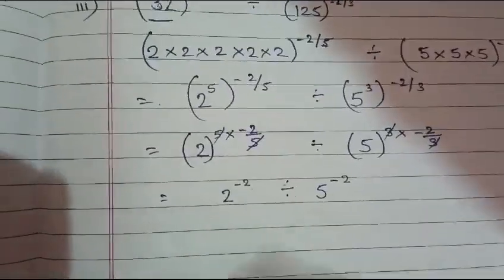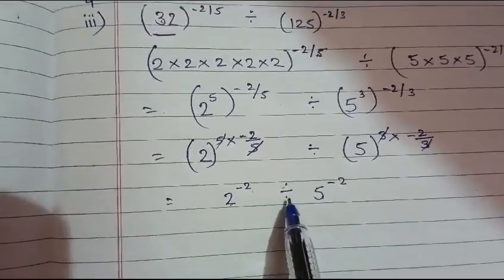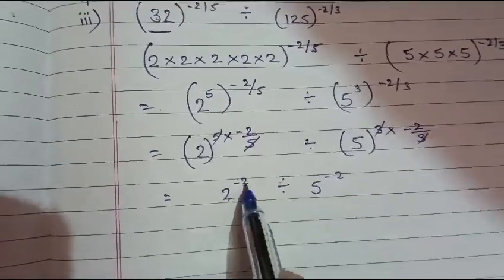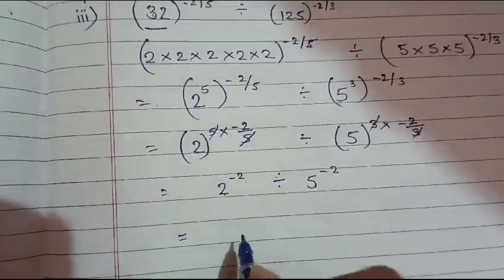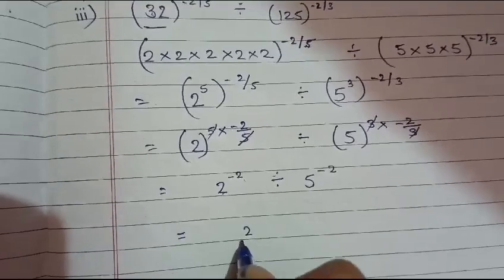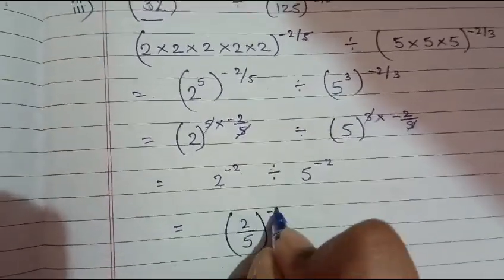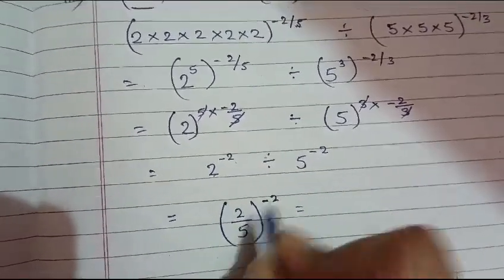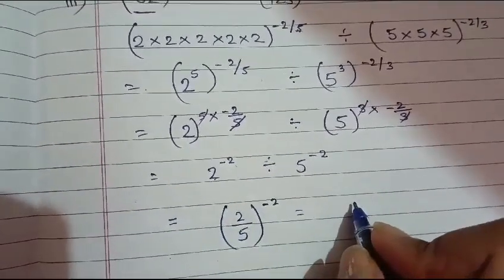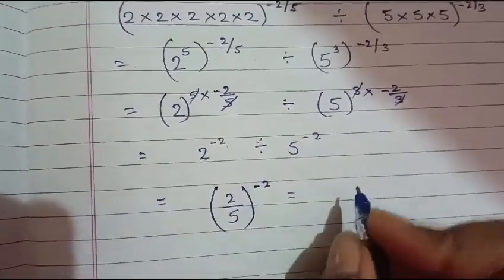Now we have also learned a rule that if we have different bases and we want to multiply or divide but the powers are same, in that case we can take the power as common. So what do we have over here? We have 2 divided by 5 and this power, that is minus 2, can be taken common. Then what are we left with? We are left with another step. Basically, what do we have?